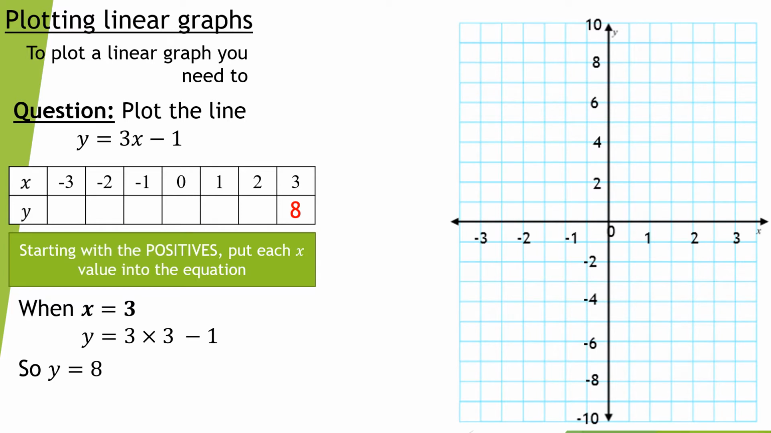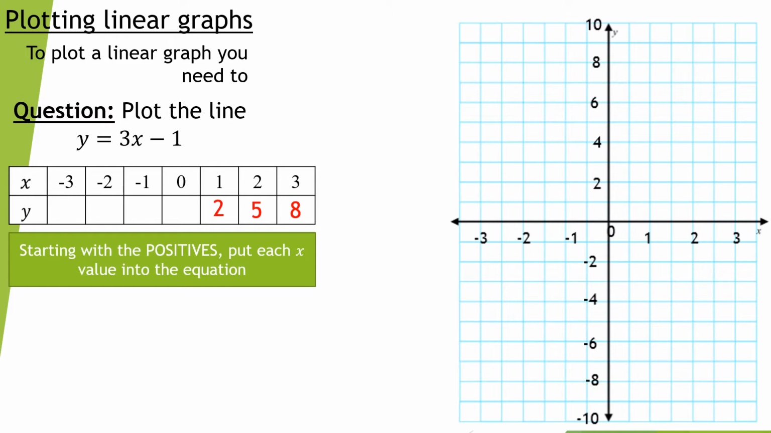Then I'm going to substitute 2 into my equation. So I've got y equals 3 times 2, because that's my new x value, take away 1, which is 5. So y is 5. I'm going to continue with 1. 3 times 1 is 3, take away 1 is 2.